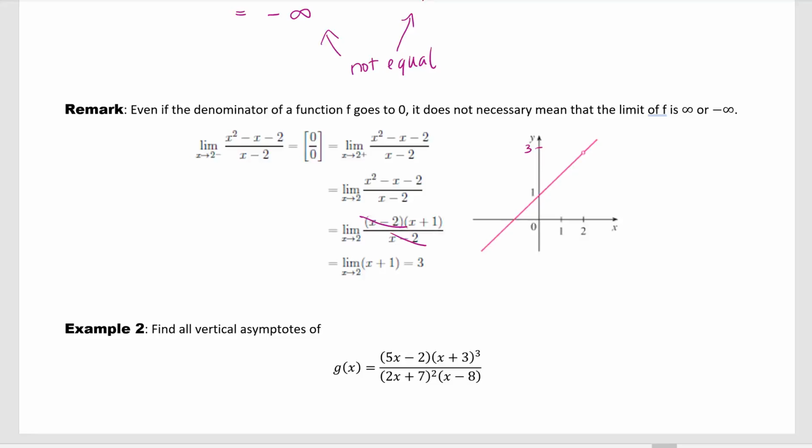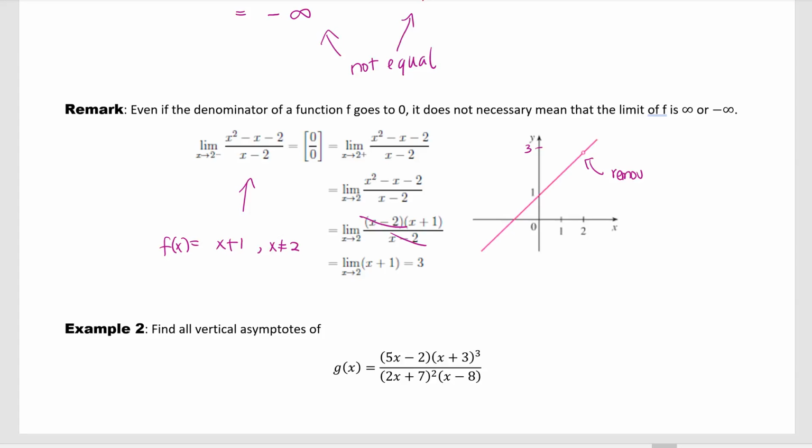So this is 3. What does this mean for our function? Well, it's still a line. It just looks like the line x plus 1. Now, we require x not equal to 2. It's just a line where you remove a point. You see this open circle?